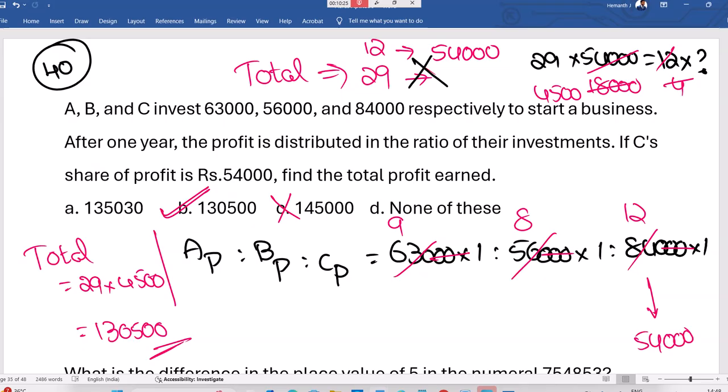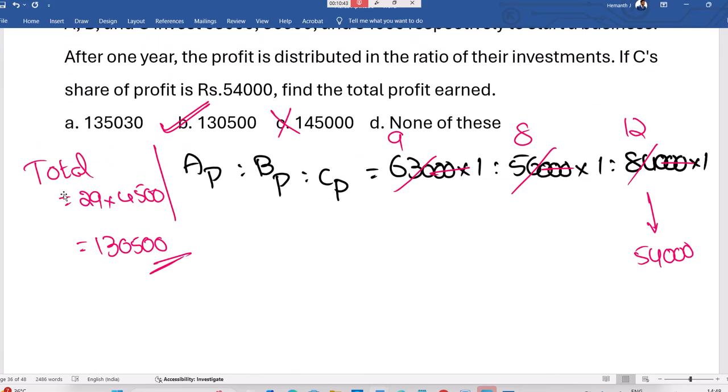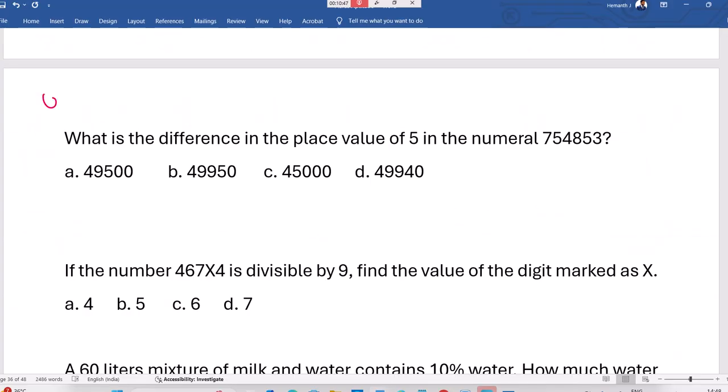They gave C's profit, and you need to calculate the total profit. 12K is 54,000, so what is 29K? That's what you are doing. Now I will give two basic questions, very basic. One is divisibility and one is face value related. So guys, what is the answer here?